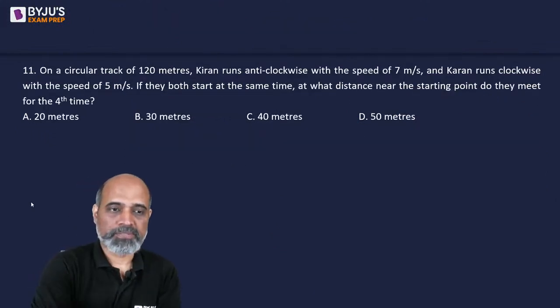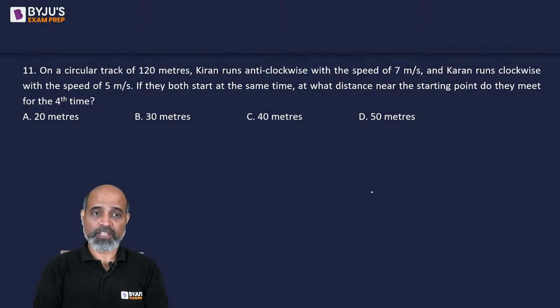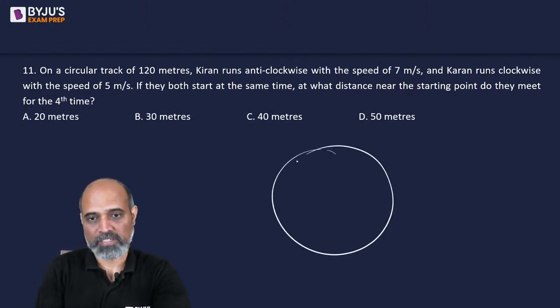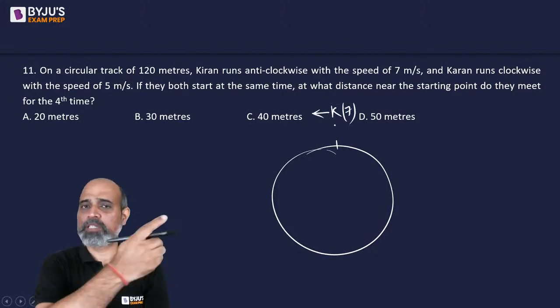Okay, next one. On a circular track, so circular racetracks are being discussed. So on a circular track of 120 meters, it's going to be a little difficult. Kiran runs anti-clockwise with a speed of 7 meters per second. So Kiran runs opposite, opposite meaning anti-clockwise.